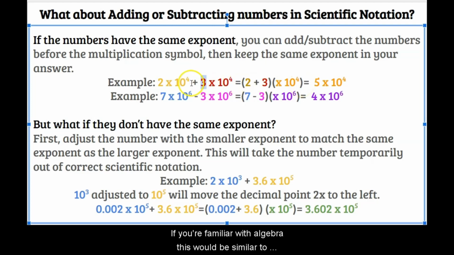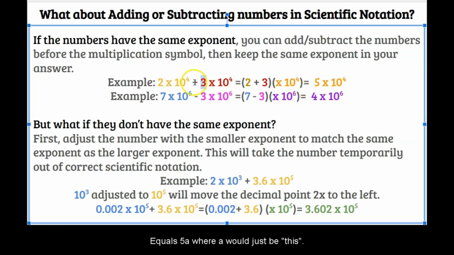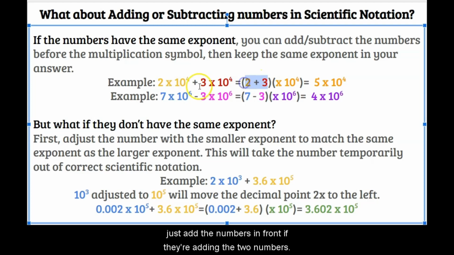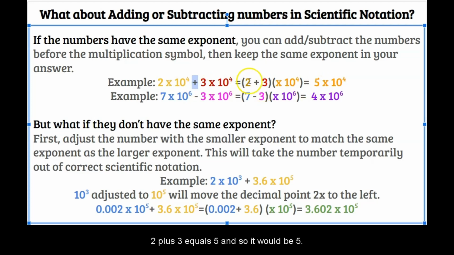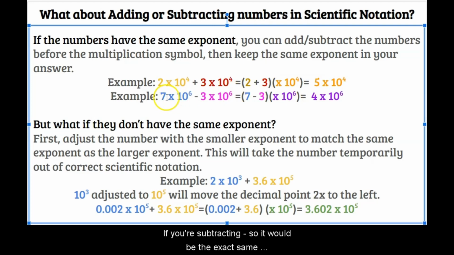If you're familiar with algebra, this would be similar to saying 2a plus 3a equals 5a, where a would just be this. But if you're not familiar with algebra, just know that if these exponents are the same, you can just add the numbers in front if they're adding the two numbers. And so 2 plus 3 equals 5, and you just keep the same times 10 to the 4. If you're subtracting, it would be the exact same thing. Luckily, both of these numbers have 10 to the 6th. And so you can just say 7 minus 3. 7 minus 3 is 4. And so it would be 4 times 10 to the 6th.